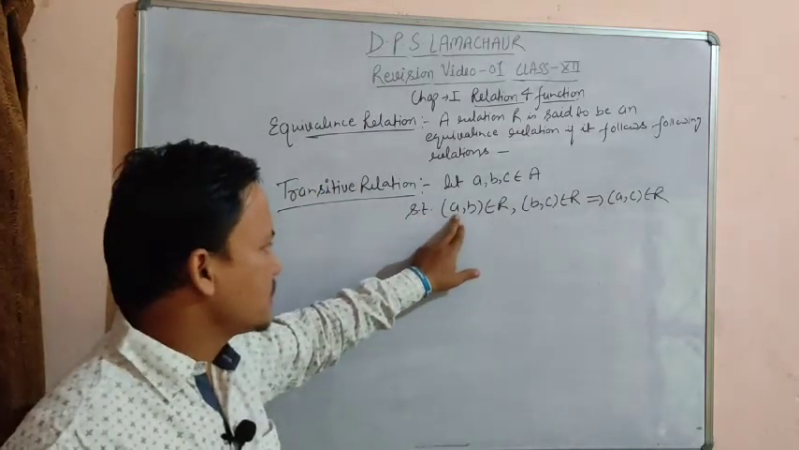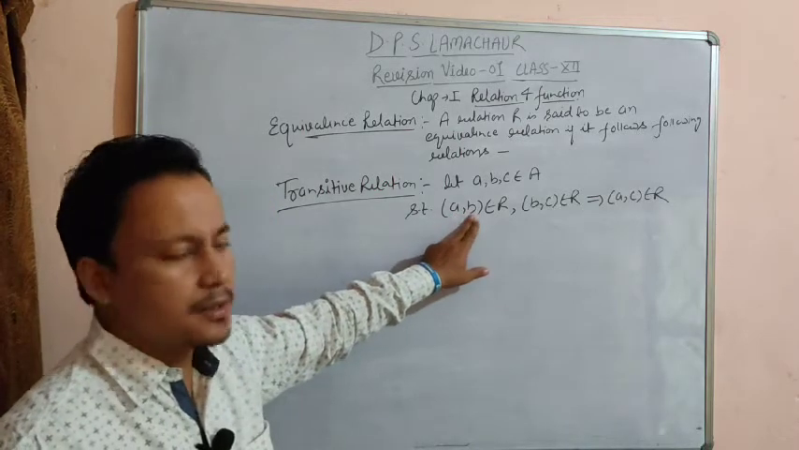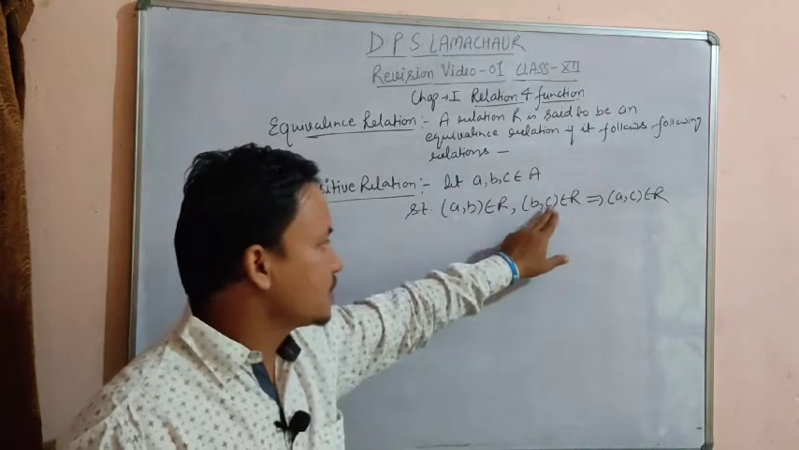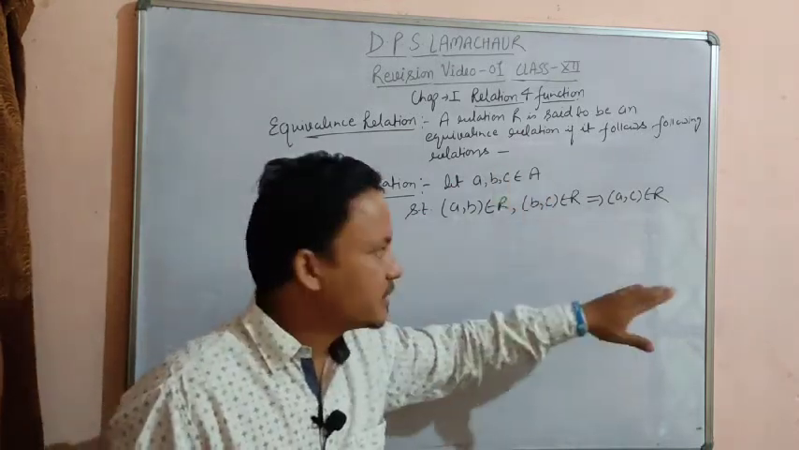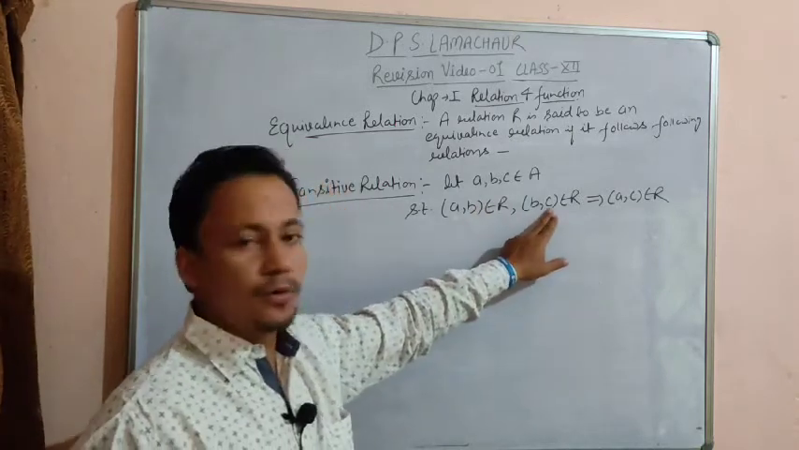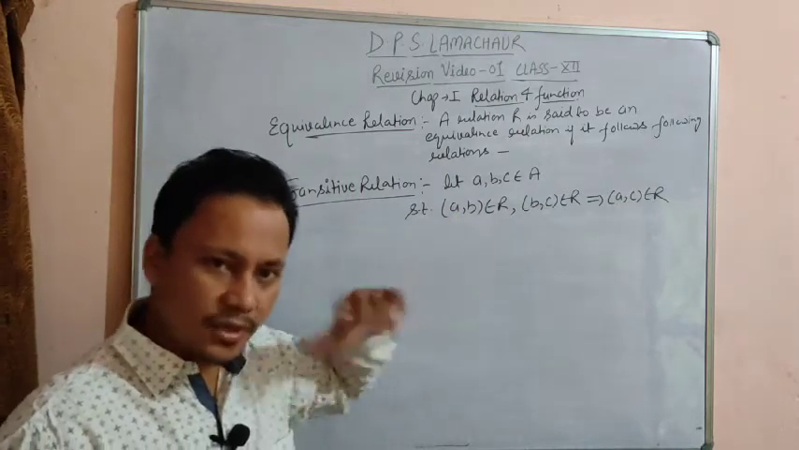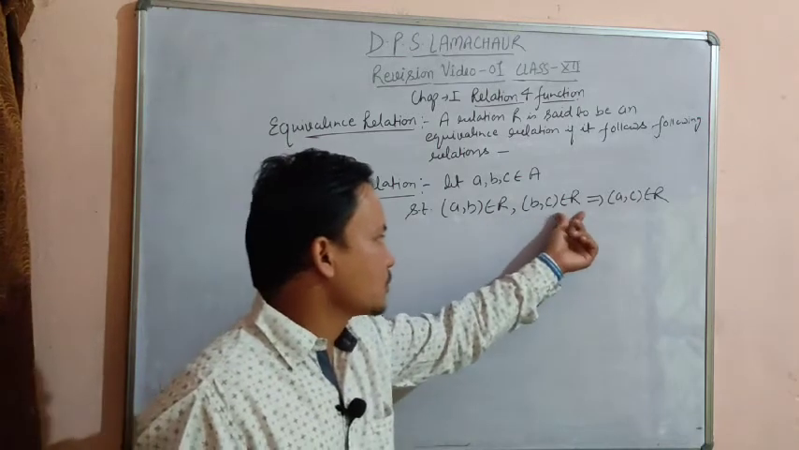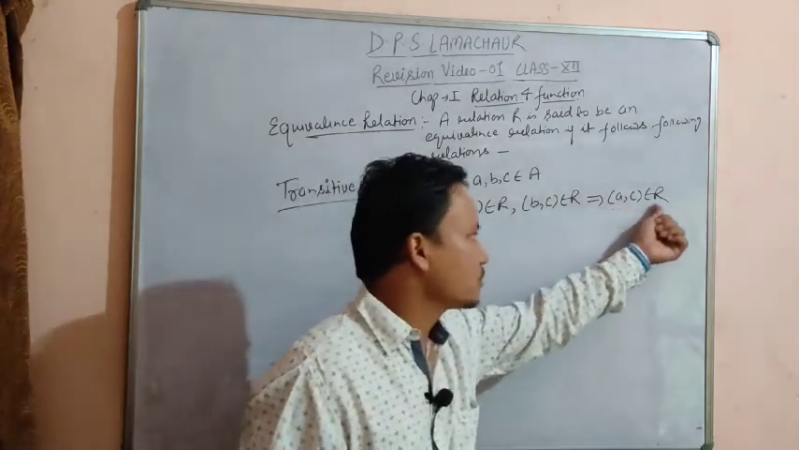Suppose this particular element A transmitted COVID to B, and element B transmitted COVID-19 to C. Then we can say this COVID-19 spread to C from the first element A. Understand it in that manner. A B belongs to R, B C belongs to R, then the transmission must follow from A to C. That means A C also belongs to R.